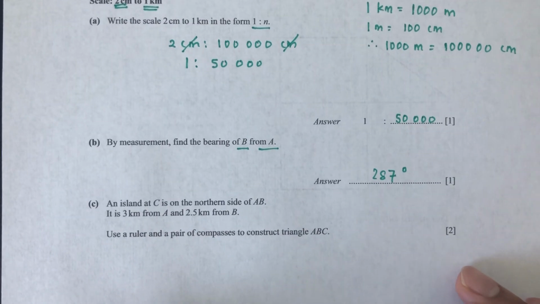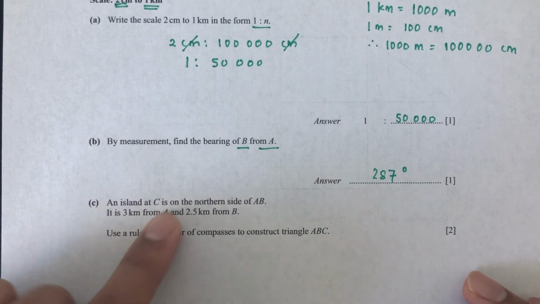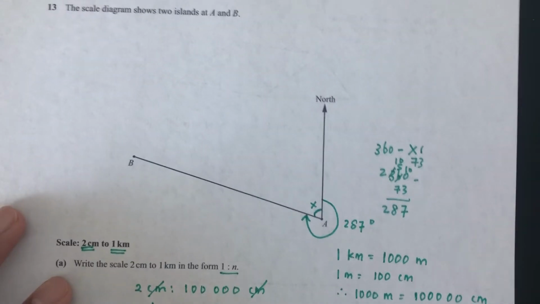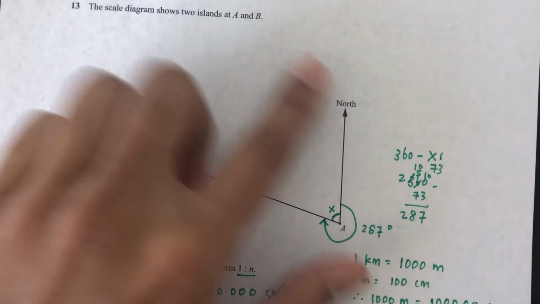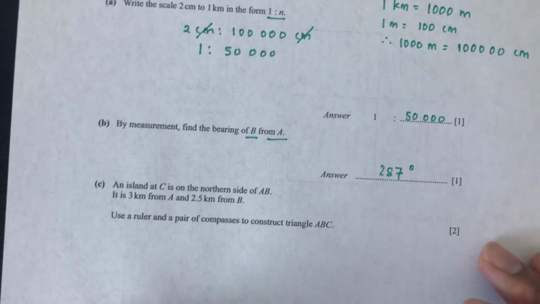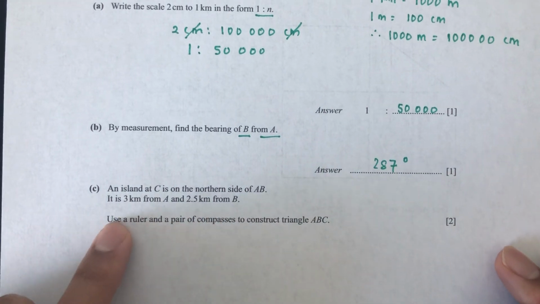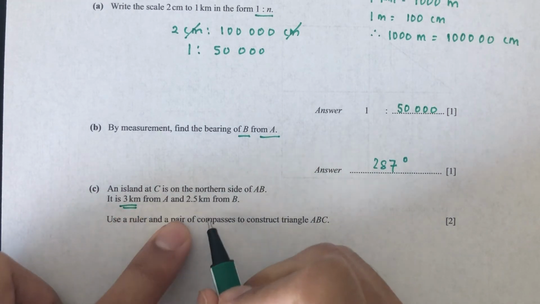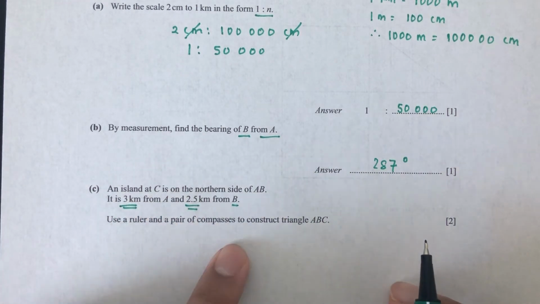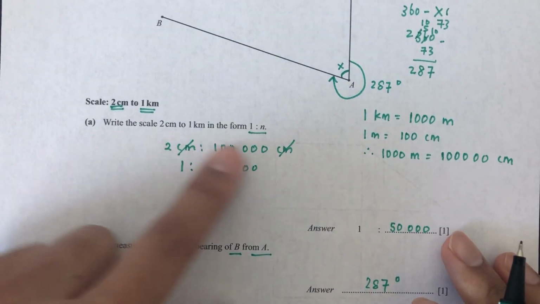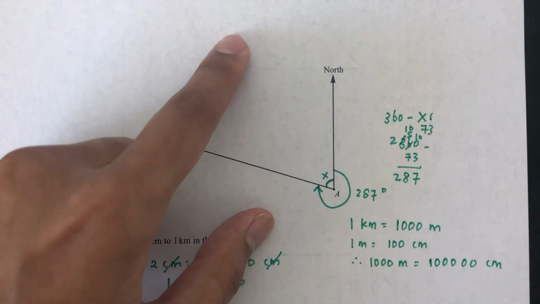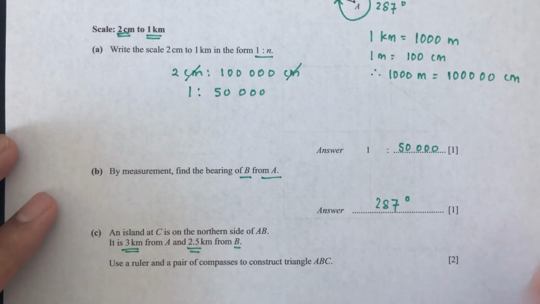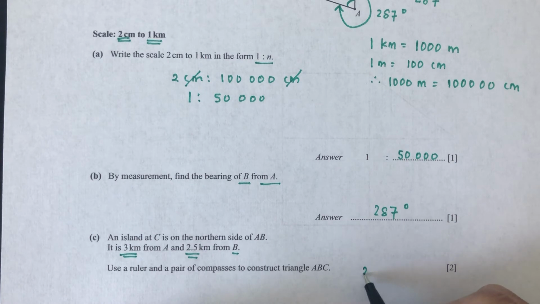Okay, and for the last part, we have an island at C on the northern side of AB. So AB is here, so C will be on this side, northern side of AB. Okay, so we have these two pieces of information. It is 3 km from A. That's the real distance. It is 2 km from B. So we have to use this scale to find the distance, the point C. So our scale is 2 centimeter represent 1 km, right?